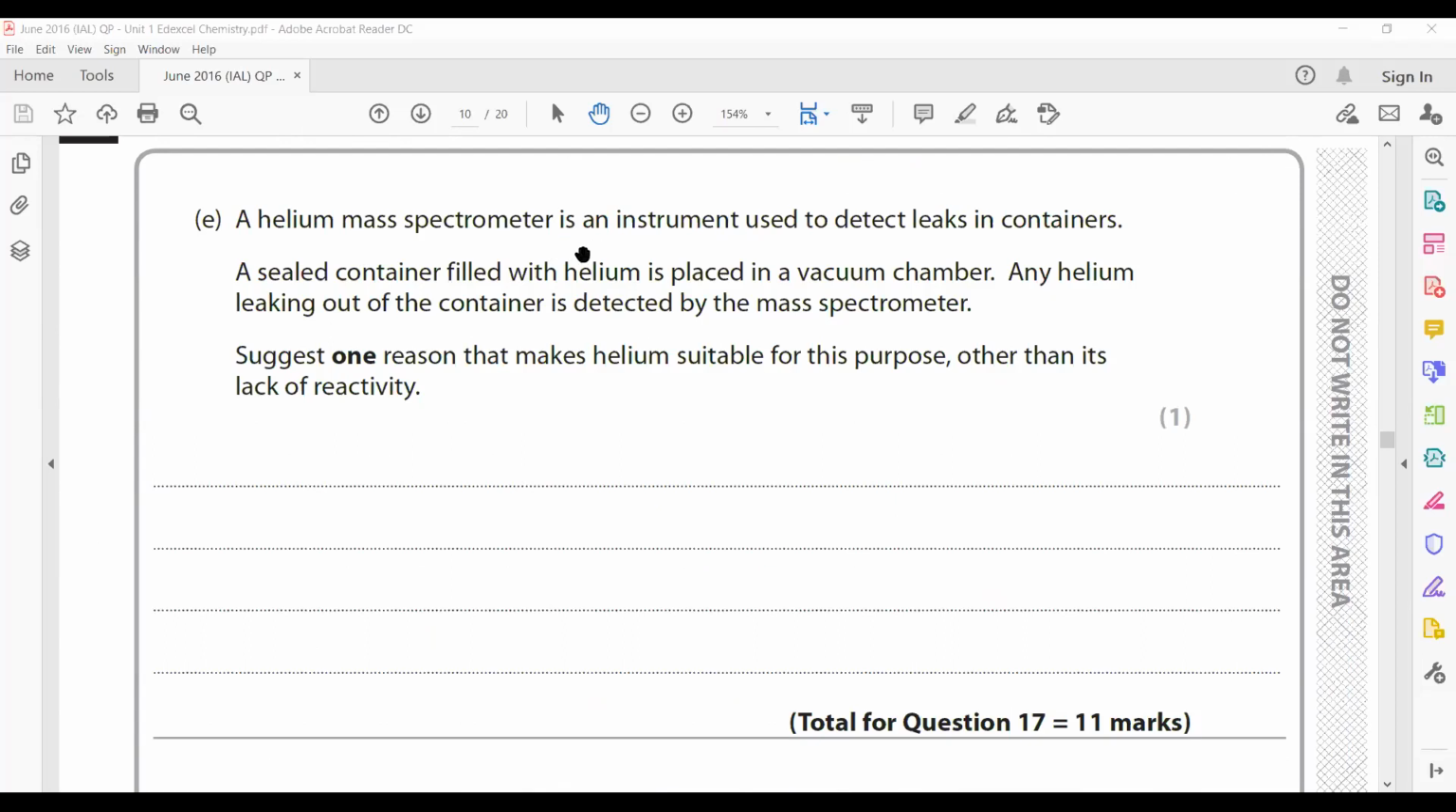A helium mass spectrometer is an instrument used to detect leaks in a container. If a container has leaks, we can use this helium mass spectrometer. A sealed container filled with helium is placed in a vacuum chamber. Any helium leaking out of the container is detected by a mass spectrometer. Suggest one reason that makes helium suitable for this purpose other than its lack of reactivity. It is unreactive, that is one reason, but other than this, what could be the reason we are using helium?